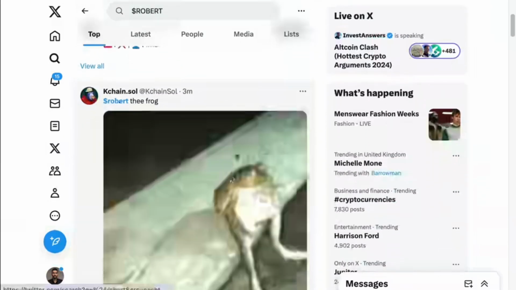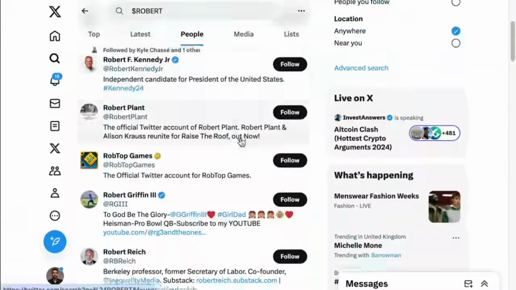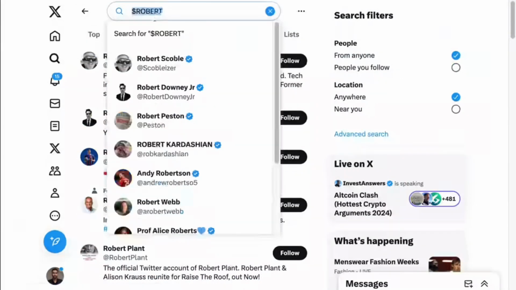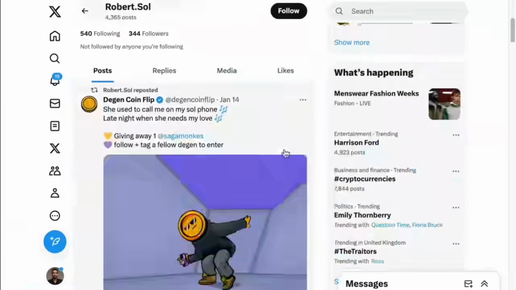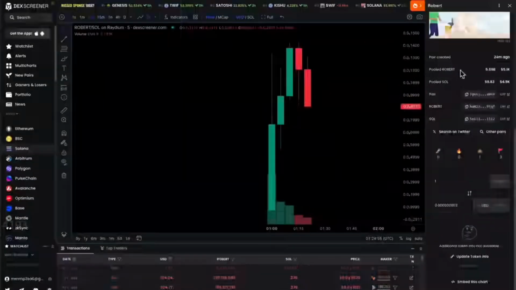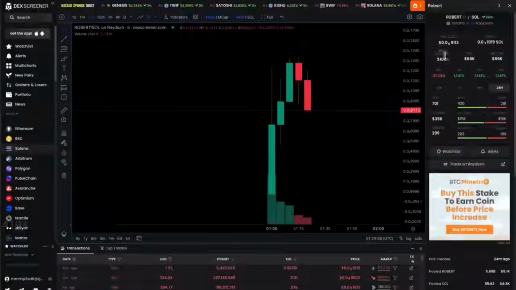So this really doesn't seem to have any Twitter. If it did, it would have probably popped up already, because I've clicked on people here. Can't find anything that looks like a coin. I can even type in Robert Soul just to see if it pops up. Doesn't really seem to be anything here. This doesn't seem to be any kind of project. So that's not good. You've not got the website, you've not got any socials there. So that's already a bad sign. The liquidity is not locked.